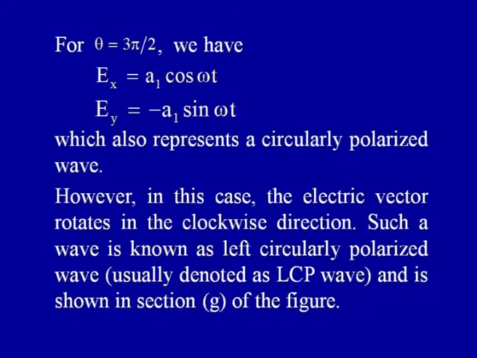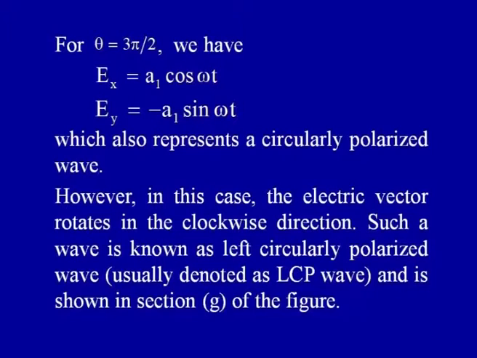For theta equal to 3 pi by 2, now we have Ex equal to A1 cos omega t as before, but now Ey is equal to minus A1 sin omega t. It again represents a circularly polarized wave as before. However, in this case the electric vector rotates in the clockwise direction.